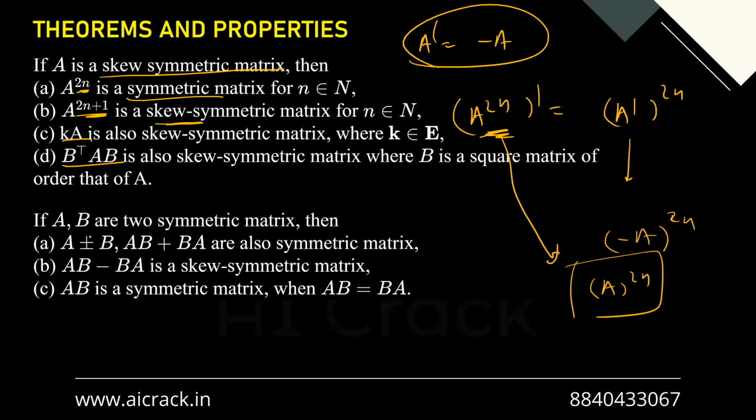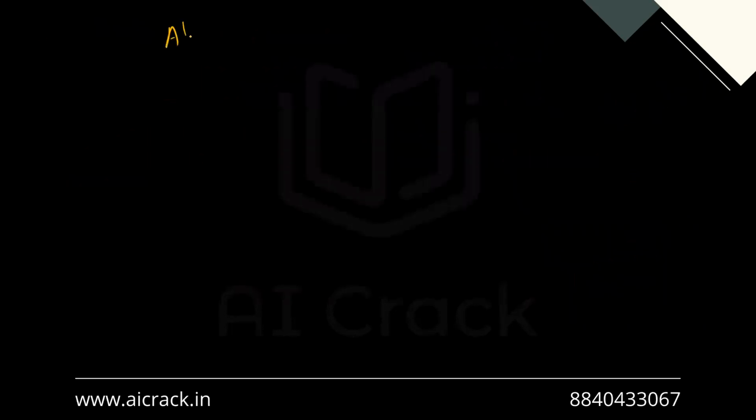Now let's look at this one. If A, B are two symmetric matrices, then A plus minus B, AB plus BA are also symmetric matrices, and all these conditions. Okay, let's try to prove this one. So we have A dash equals A and B dash equals B. We are not doing anything, we are just applying the simple properties which we studied in previous lectures.